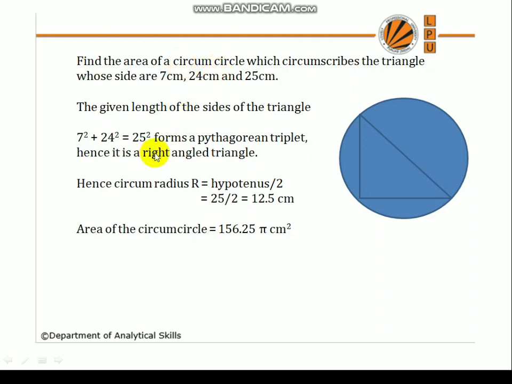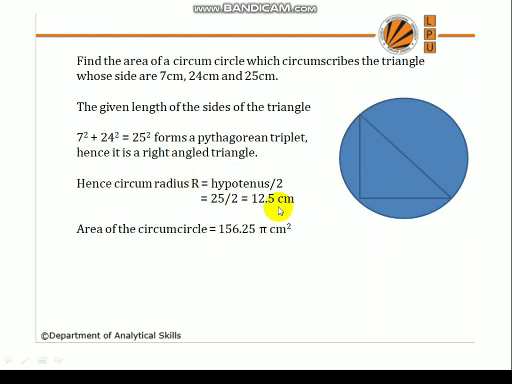Now remember the important note: the circumcenter of a triangle always lies on the hypotenuse if it is a right angle triangle. So here the given picture is a right angle triangle, therefore the circumcenter lies on the midpoint of the hypotenuse. What is the hypotenuse here? 25. So the midpoint of the hypotenuse will be 25 by 2 point. So the circumradius is equal to 12.5 centimeter.